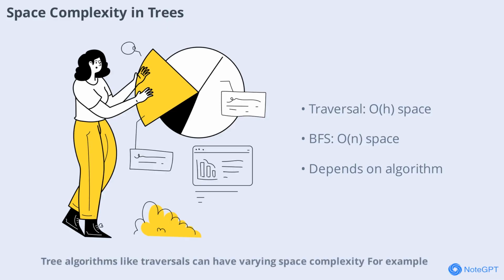Tree algorithms like traversals can have varying space complexity. For example, in-order traversal of a binary tree uses O(h) space, where h is the tree's height, due to the recursion stack. Algorithms that store all nodes, like breadth-first search, may use O(n) space. Understanding these patterns helps optimize tree operations.